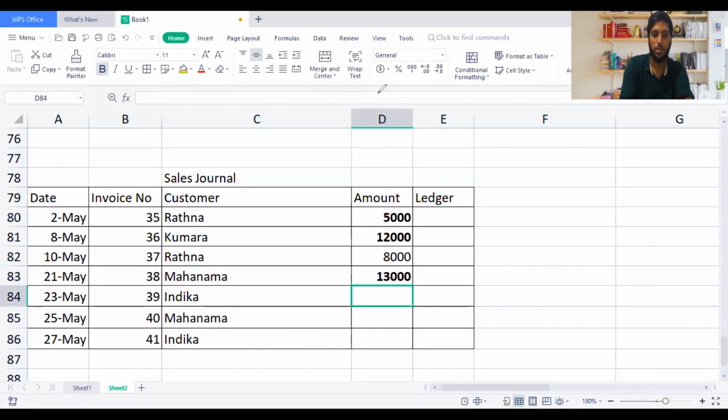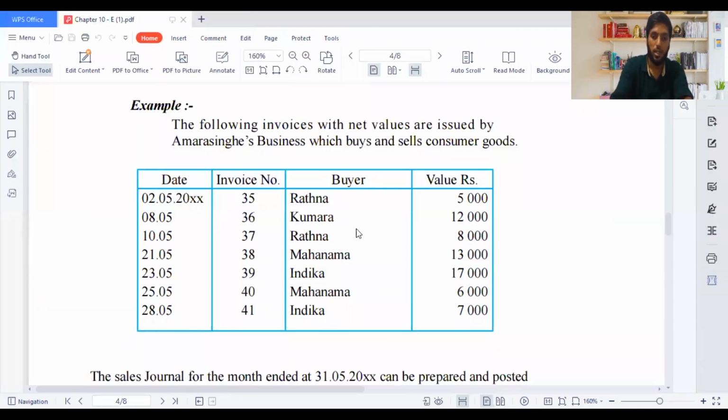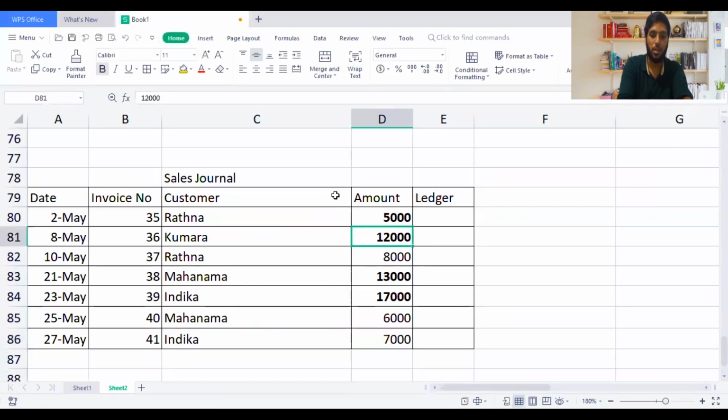Then Indica is purchasing how much, guys? Indica is purchasing 17,000 and Mahanama again 6,000. So 17,000, 6,000. And Indica is again purchasing 7,000. So I'm going to record 7,000 in the sum. Now we have recorded everything.